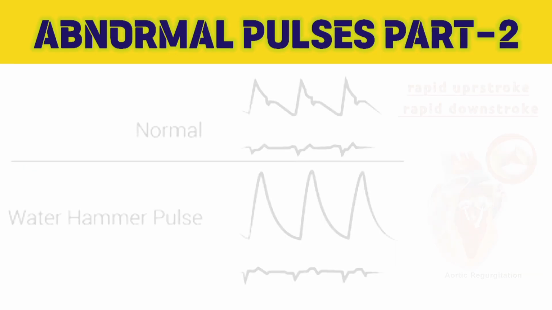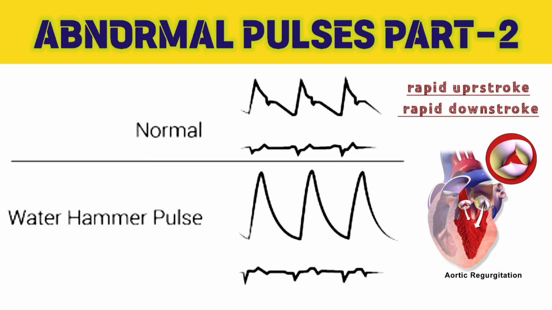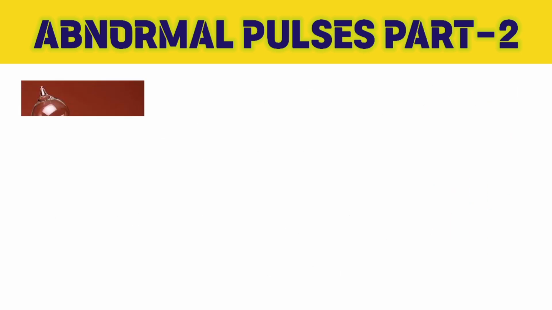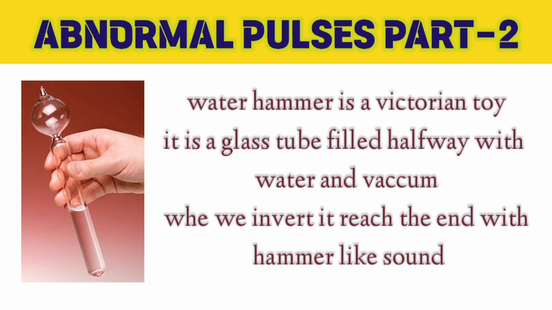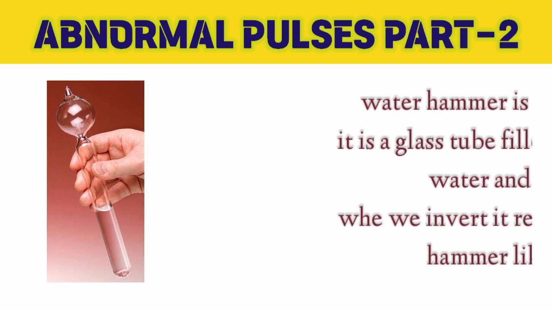So, water hammer pulse is characterized by a rapid upstroke and rapid downstroke of the pulse wave. It is generally seen in aortic regurgitation. By listening to this term, you will be getting a question: why are we calling this water hammer pulse? Water hammer is a Victorian toy. It is a glass tube filled halfway with water and vacuum. When we invert it, water will drop and hit the end of the tube with a loud sound which resembles a hammer-like sound. This is similar to the abrupt rise and fall in the pulse of aortic regurgitation. So they named it water hammer pulse.